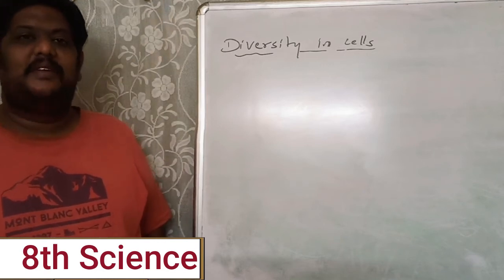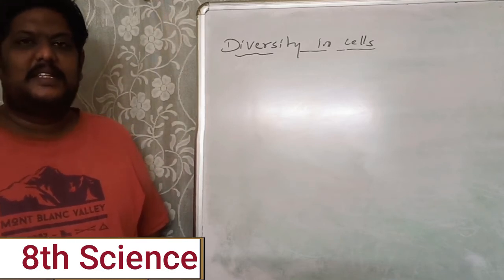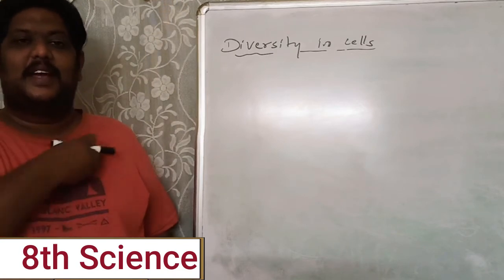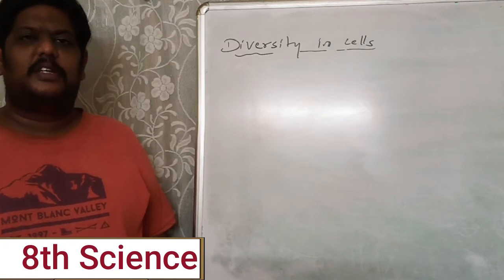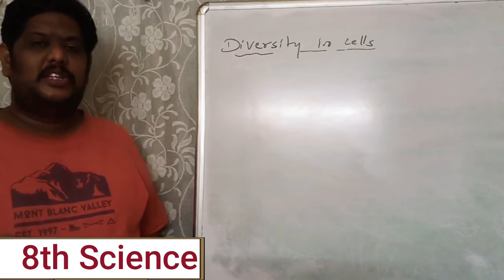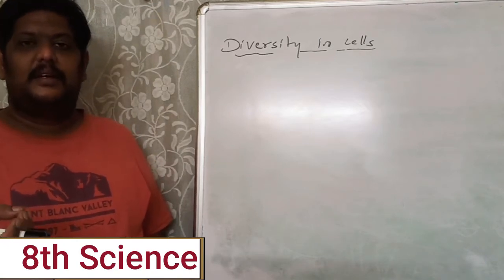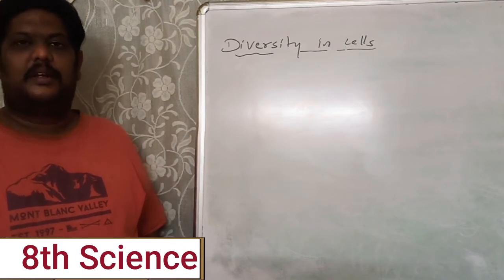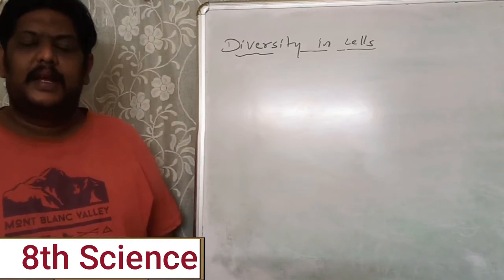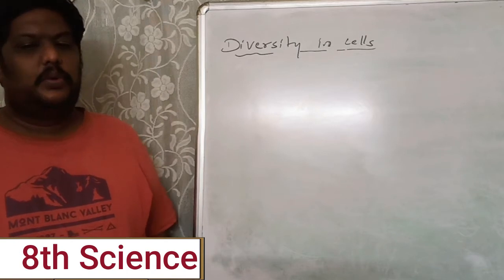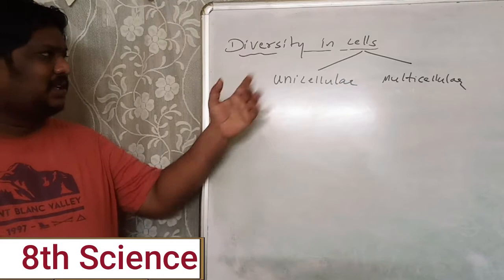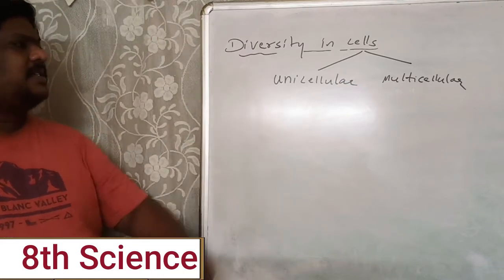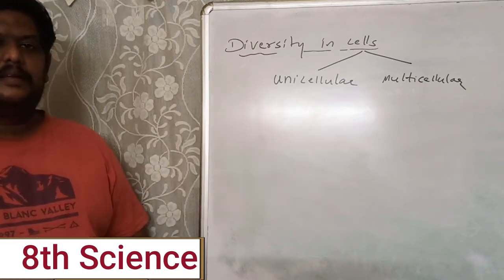The cells in the liver will have a different function. The cells in the lungs will have a different function. The cells in the heart will have a different function. So the functions, the structure, the shape, the size of the cells in different organs are not the same. It's absolutely different. So basing on that, we divide the organisms into two, basing on the cells. One is unicellular, the second one is multicellular.